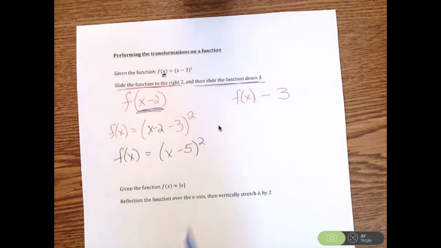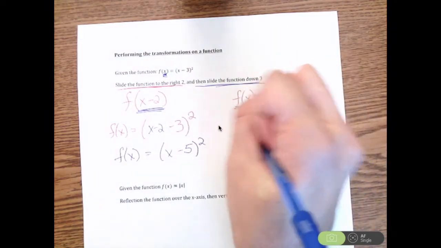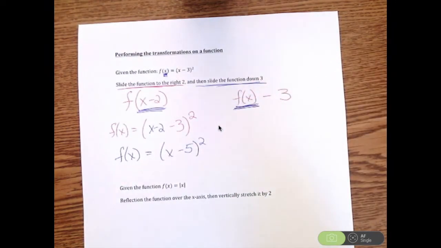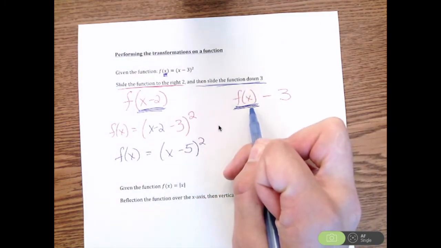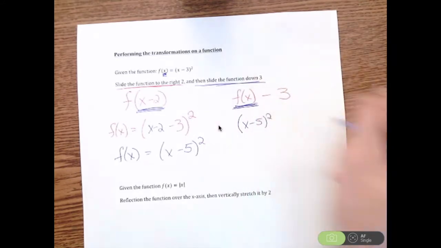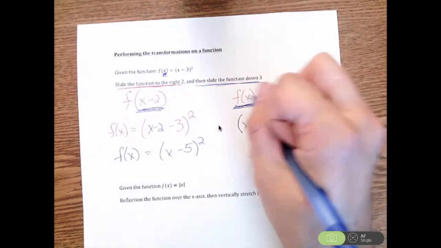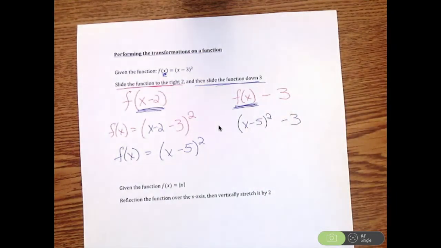So what I'm going to do is take my new function f of x and substitute it in right here for f of x. So I'm going to take this piece and substitute it in right there. So I'm going to have parentheses x minus 5 squared, and then I've done my substitution, and I still need this minus 3 on the end for my k.